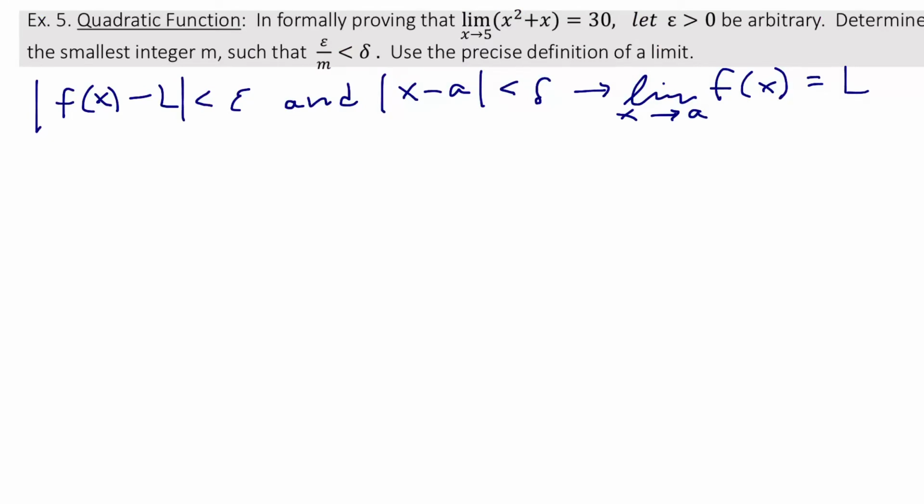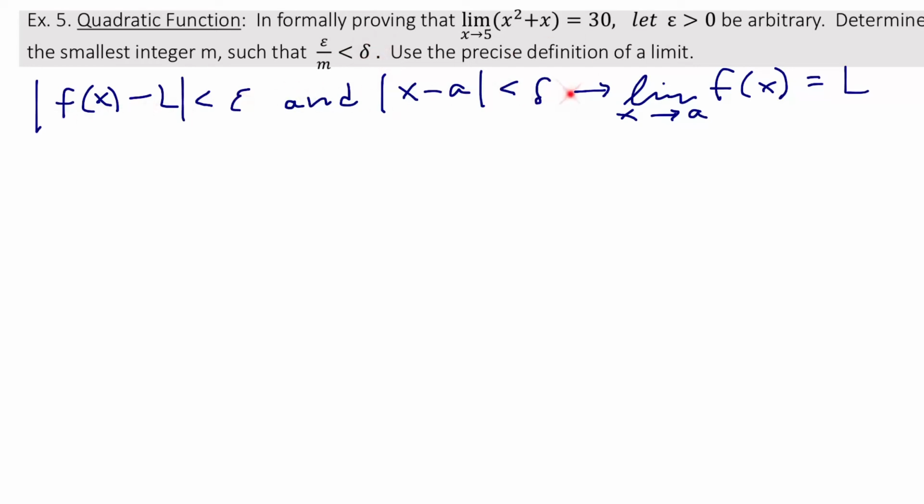Let's do another quadratic function example. So the wording says, in formally proving this limit here, here's your quadratic, let epsilon greater than 0 be arbitrary. So in this example, again, we're not given an epsilon. Determine the smallest integer m such that this relationship holds between epsilon and delta: epsilon divided by some integer m is less than delta. Use the precise definition of a limit.